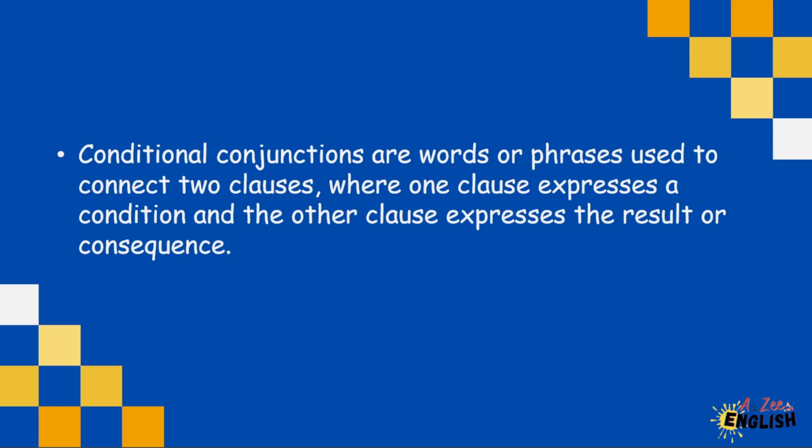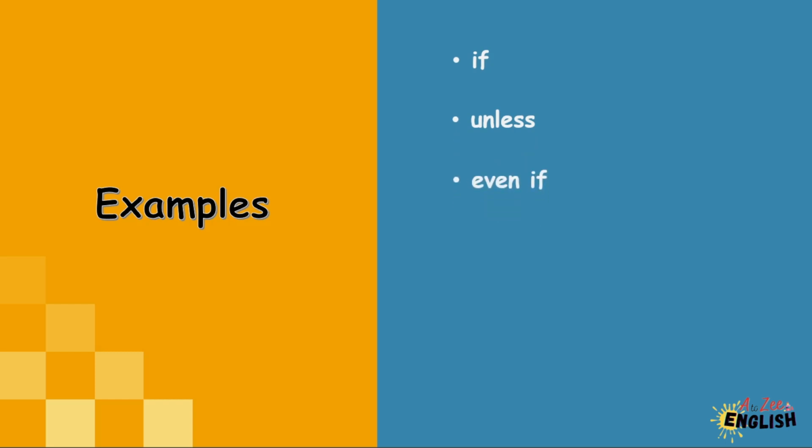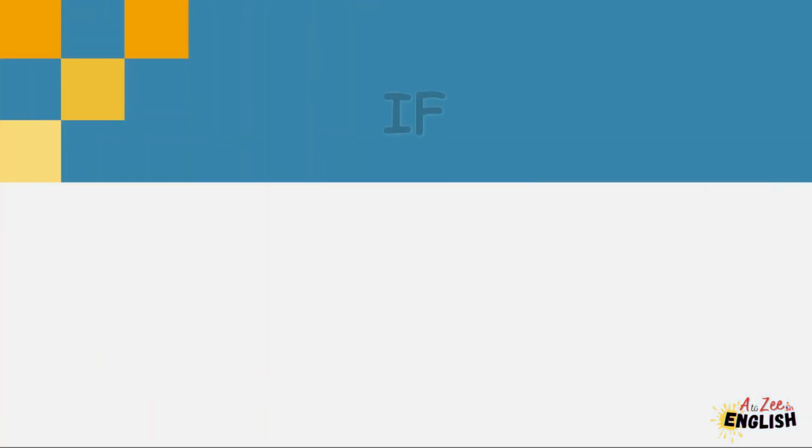There are so many conditional conjunctions. Common ones are if, unless, even if, even though, as long as, and provided that. So we will cover all these conditional conjunctions one by one. The first one is if.